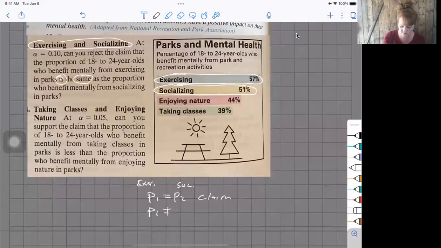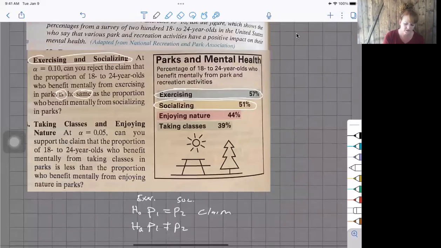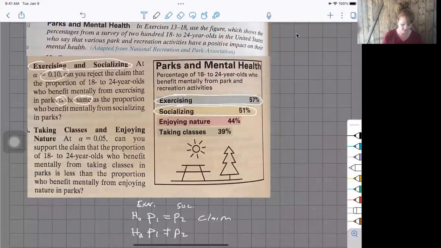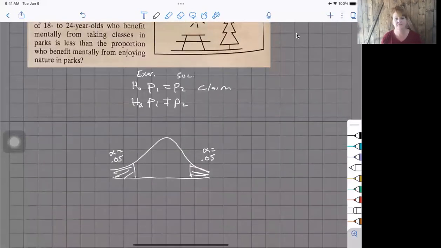And P1 not equal to P2 is going to be the complement. Equal is H naught, not equal is HA. And HA is going to dictate our picture. So because it's not equal, it's going to be a two-tailed test. That means I'm taking alpha, which is 0.10, and I'm dividing that by 2. And this is what our alpha is going to be, half on each side.